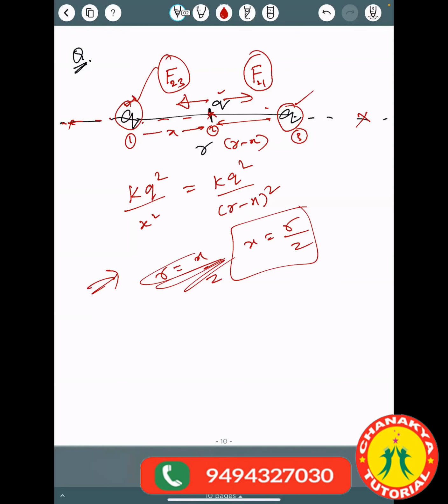What if I give Q and minus Q? Think of where I should put it. You check all the positions here, here, and here. You have to see the two forces which should come in opposite direction.